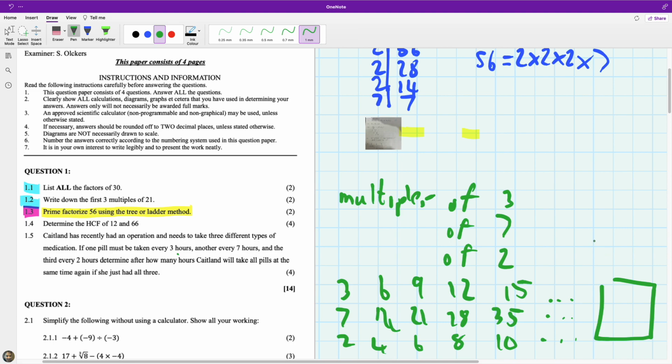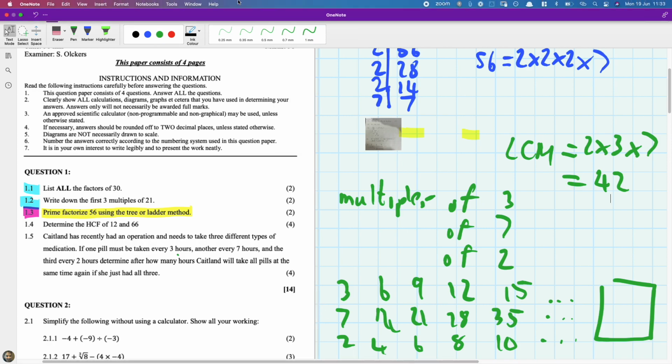The shorter way is to actually just take these factors and multiply them together. You know that you need to have all these numbers, so to get the LCM here, you could just go 2 times 3 times 7, and that will give you an answer of 42. That is the method we would use there. All right, so that is question 1, video memo done.